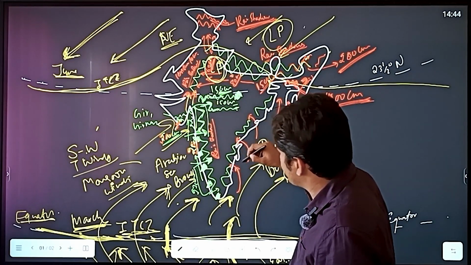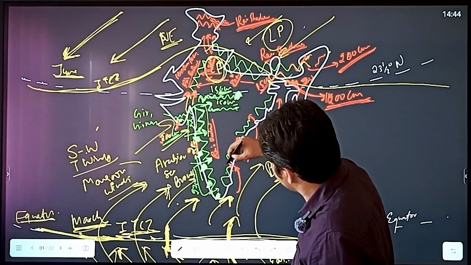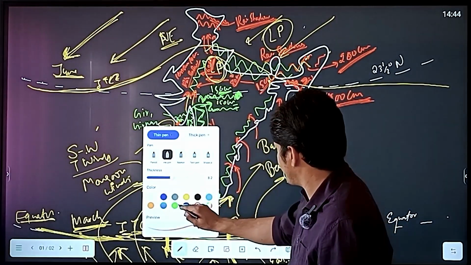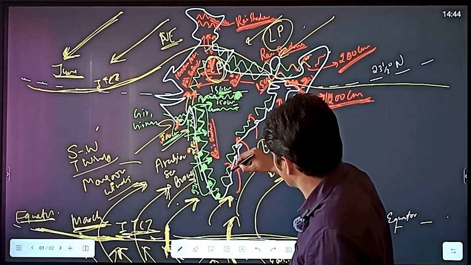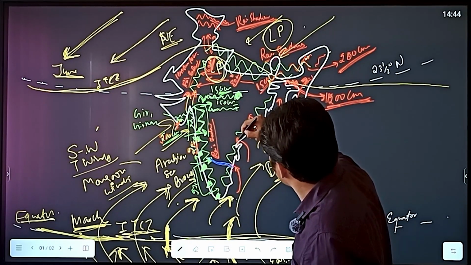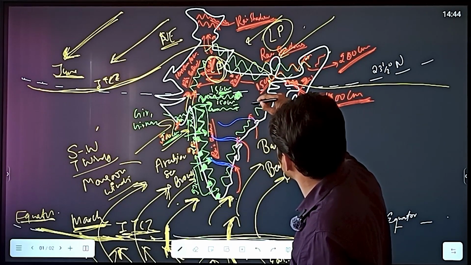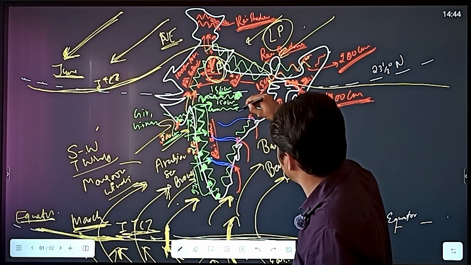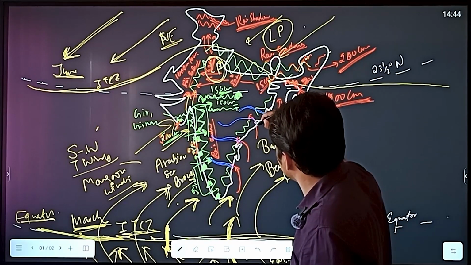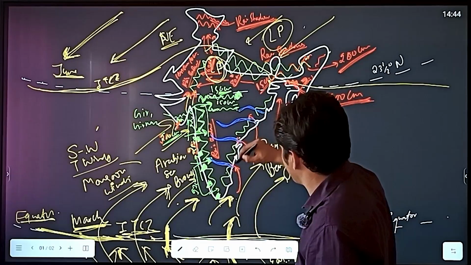Why do we have these gaps? Because we have the deltas here. We have the Kaveri river here. Then we have the Krishna river, then the Godavari river, and then the Mahanadi river. So this is how peninsular India is blessed with rivers.